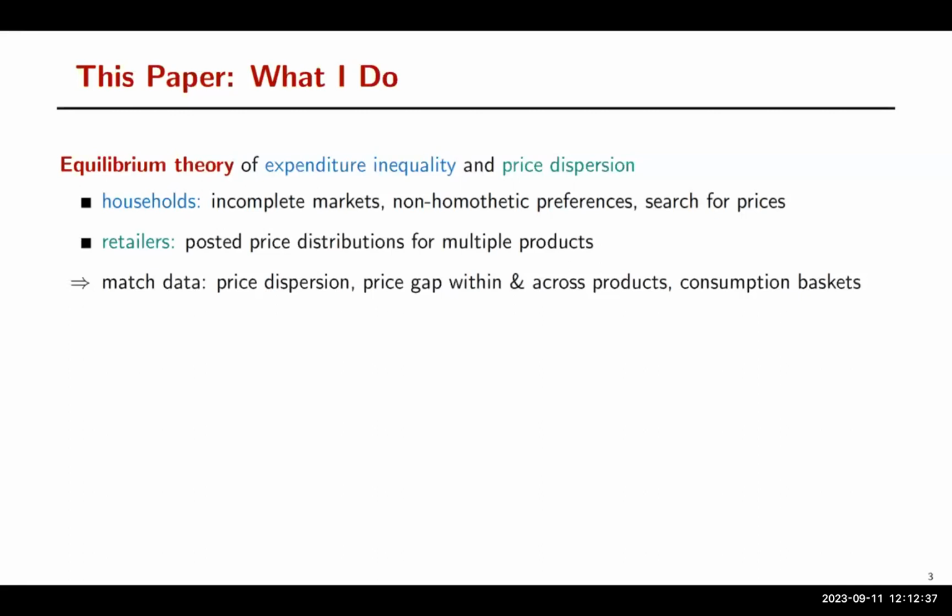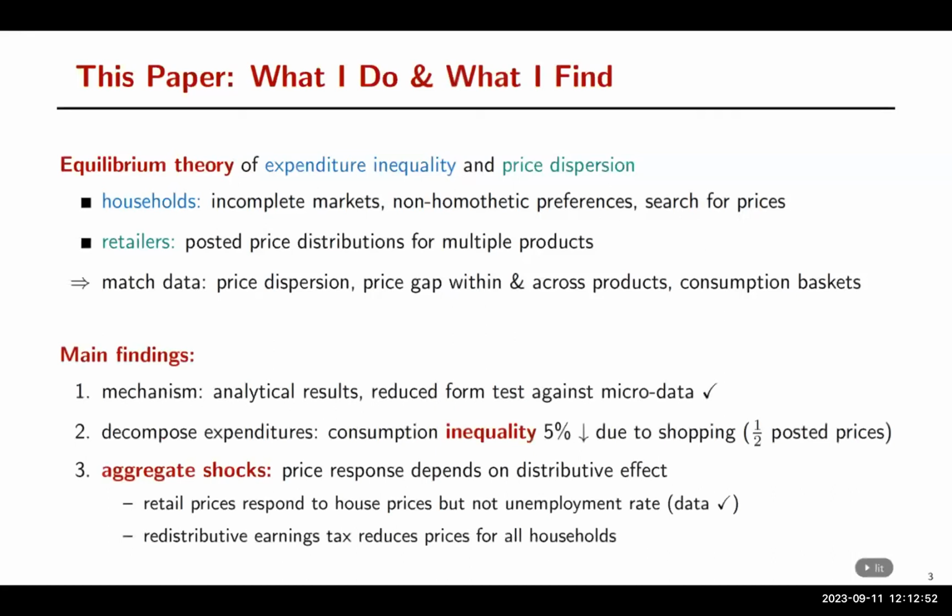Together, these features allow me to match at the same time data moments on price dispersion, differences in prices for exactly the same item and across items for households at different points of the distribution, and differences in these households' consumption baskets. The key findings of the paper are, first, that this theory allows me to formalize the mechanism for which I gave you the intuition before and test it in reduced form against the data. I'm probably not going to spend too much time talking about that today. A lot of that is in the paper. I'm happy to chat about that later on.